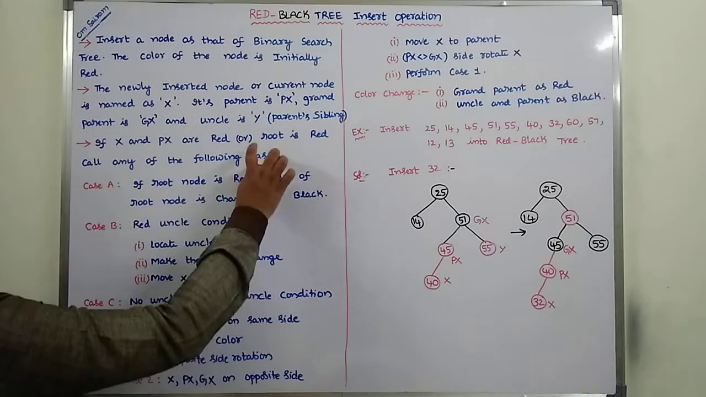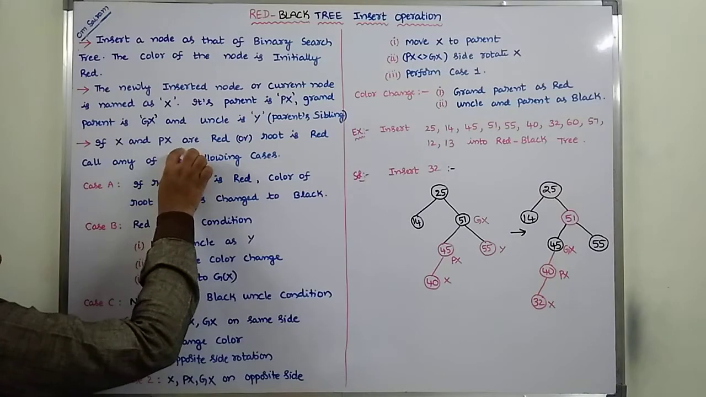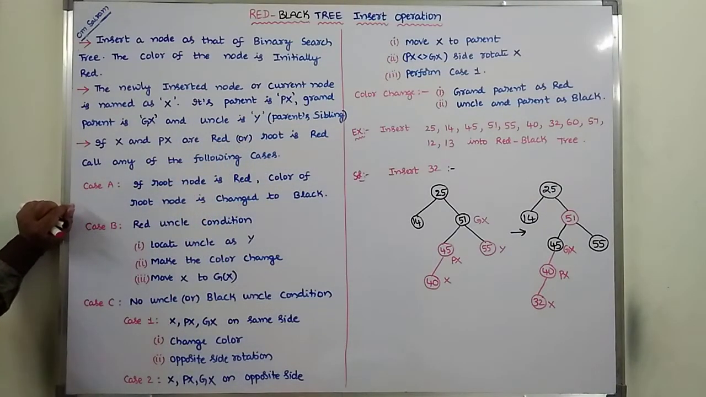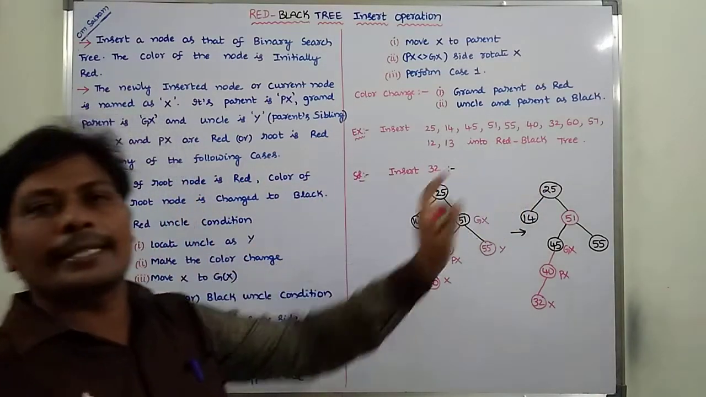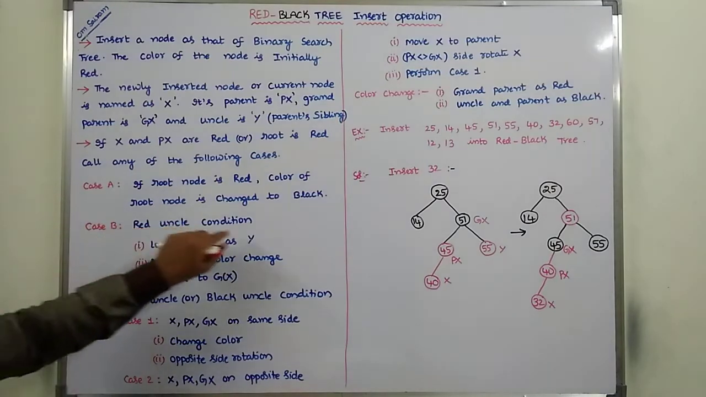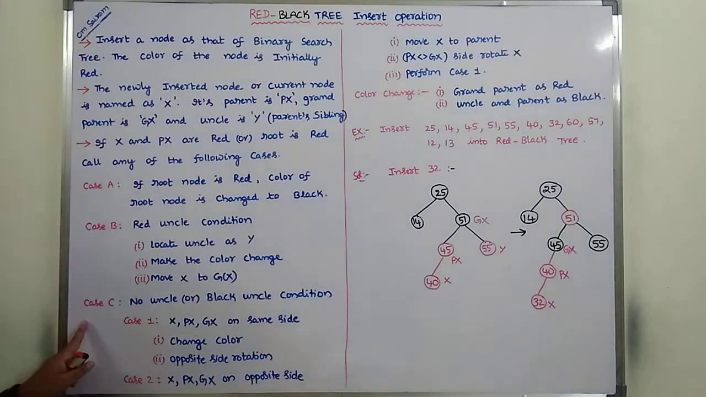Next, if x and px are red, here x and px are red. Okay. Is our root node red? The root node is not red. This is false, this is true. Total is true. Then which condition is followed? Case A is not followed because the root node is not a red node. Then go for case B, the red uncle condition. Here the uncle is not there. So then go to case C.